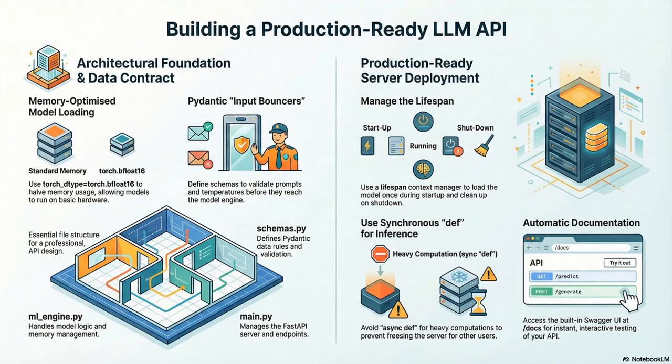Right. If your AI is trapped in a notebook, the app developers can't use it. But by wrapping it in a clean API like this, you create a contract. The app team doesn't need to know about PyTorch or bfloat16 or anything. They just know, I send a request to this URL, I get text back. You've decoupled the intelligence from the application layer.